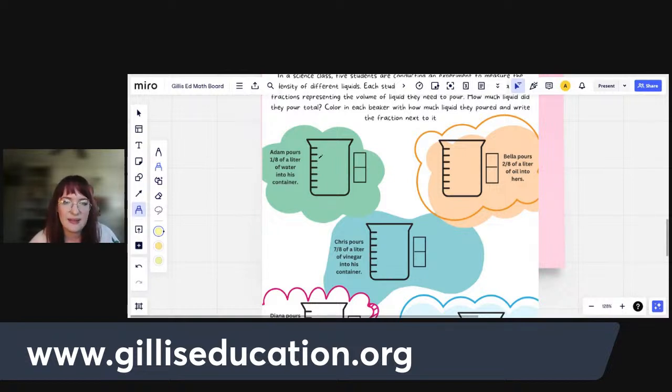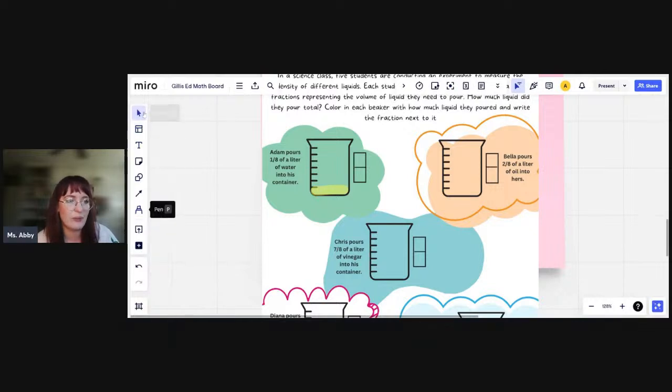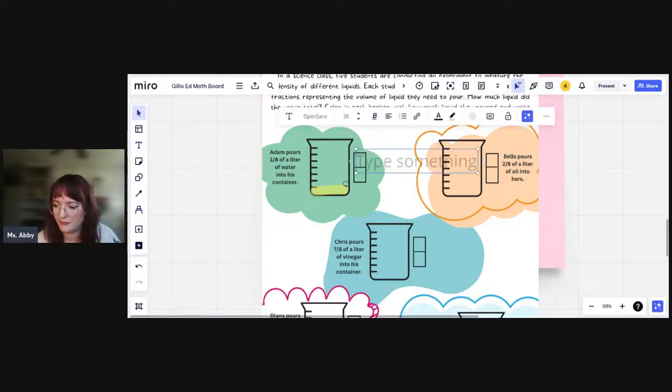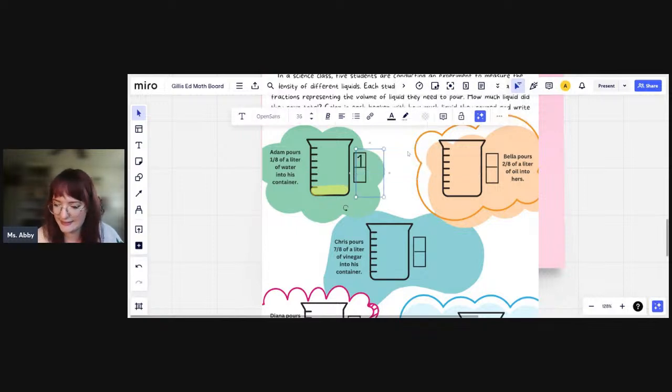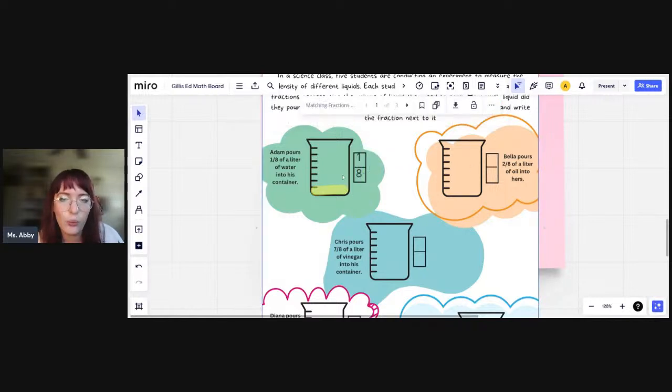So we know that this beaker, by counting, has 8 parts. So all they have to do is fill in 1/8, and then they're going to write out the fraction just like this in the little box that they have. So 1/8 looks like this in the beaker.